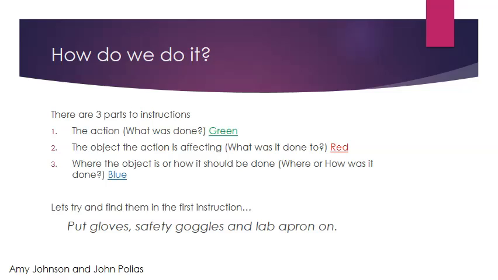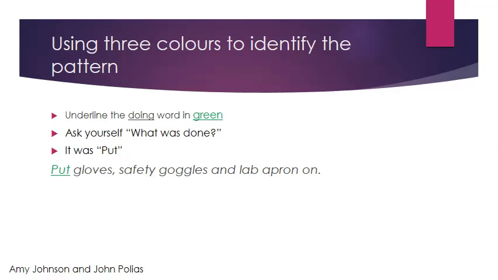That where or how it was done, we would like to have you underline in blue, and what it was done to, we're going to underline in red, and what was done, we're going to underline in green. And by using these colours, we can work out what parts of our sentence we actually need to rearrange. It's actually a really nifty pattern to this. So let's try them. Let's find them in the first instruction. Put gloves, safety goggles, and lab apron on.